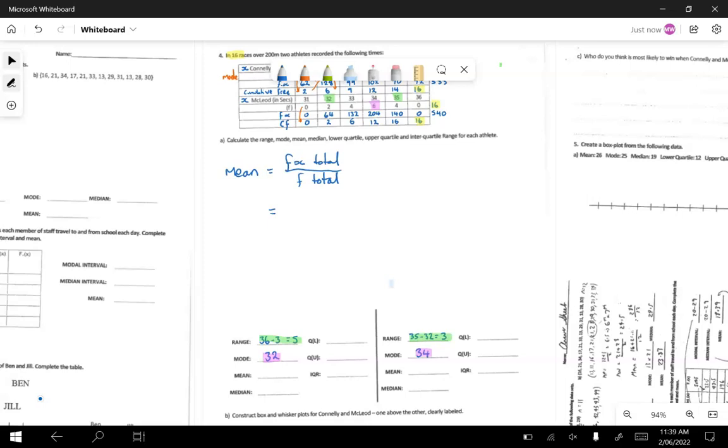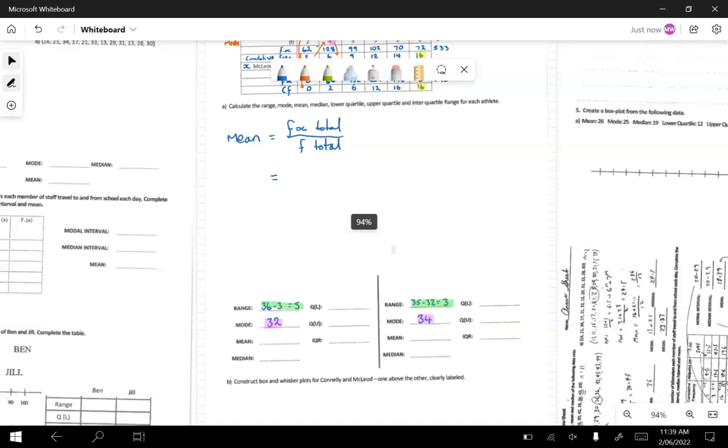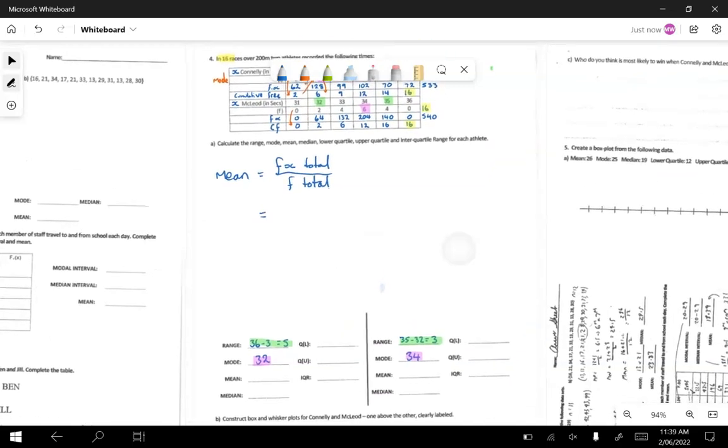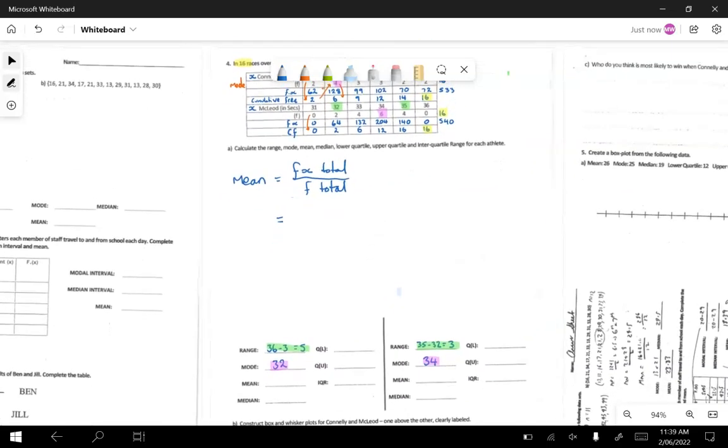So for the average, or mean, for Connolly, we're doing 533 divided by 16, and that will give us a total of 33.31.